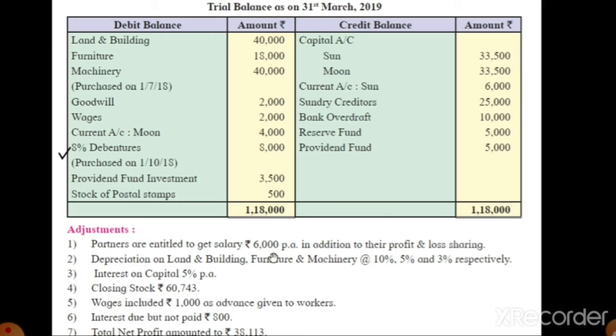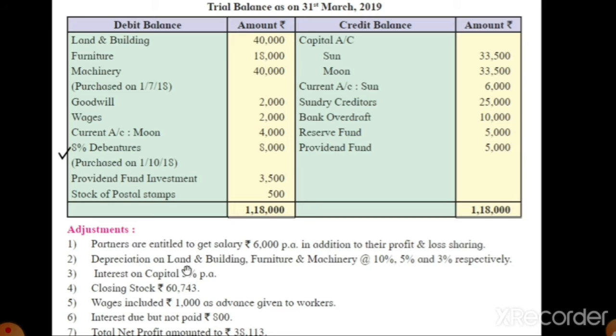Both the partners get the salary. So we know the effect of that. First effect goes on the partners' current account credit side, and second effect on the profit and loss account debit side. So it's a partners' current account related adjustment. Then second point, depreciation on land and building, furniture and machinery at the rate of 10%, 5% and 3% respectively.